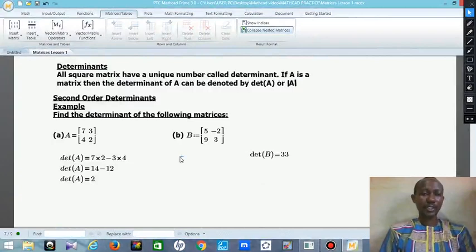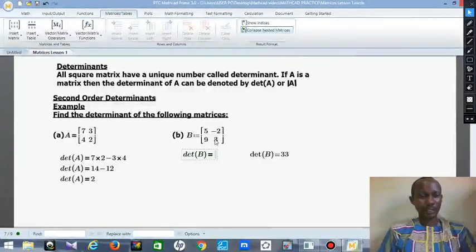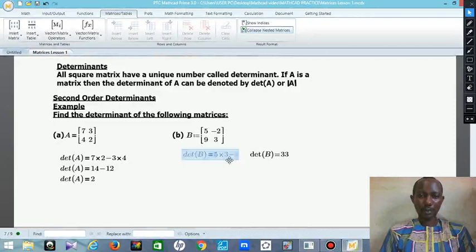So how do we solve the determinant? Use the symbol for determinant, capital B. It's going to be equal to, start with, as I said, cross multiply. 5 times 3, 15. Well, let me still write it out so that you will understand it very well. 5 times 3 minus 2 times 9. Put this one in bracket, because this is minus, so we must put it in bracket to avoid mistake. So minus 2 times 9.